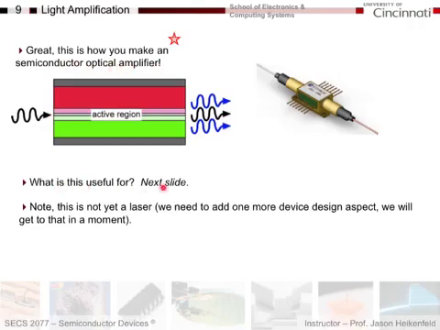What's this useful for? We'll talk a little bit about that on the next slide. And again, note, this is not yet a laser. We have to add one more device design aspect, and I'll get to that in a moment. So what can we use a semiconductor optical amplifier for?